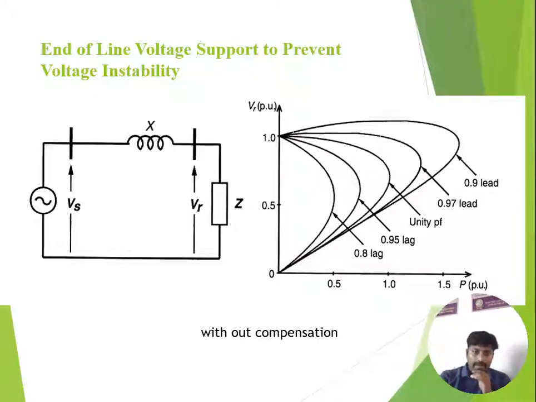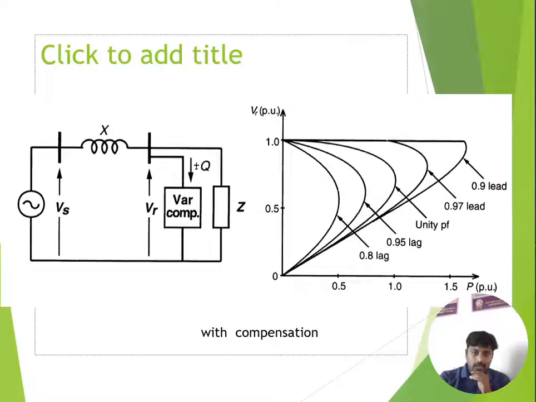After connecting the FACTS device or shunt compensator nearer to the load, we can say that the advantage of FACTS devices is that they are capable of injecting capacitive reactive power or inductive reactive power. That's why I'm representing it as plus or minus. In other words, it is capable of injecting reactive power or absorbing reactive power. That's why we represent it as plus and minus.